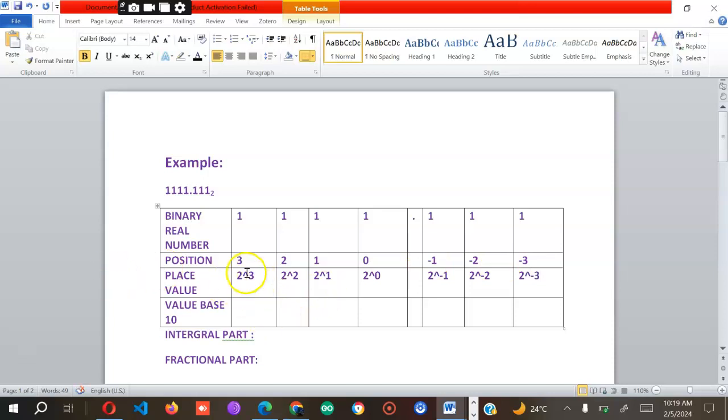Let's expand this one. 2 raised to power 3 is 8, this one is 4, and 2, and lastly the 1. Then 2 raised to power -1 is supposed to give us 0.5, this one is supposed to give us 0.25, and the last part 0.125.